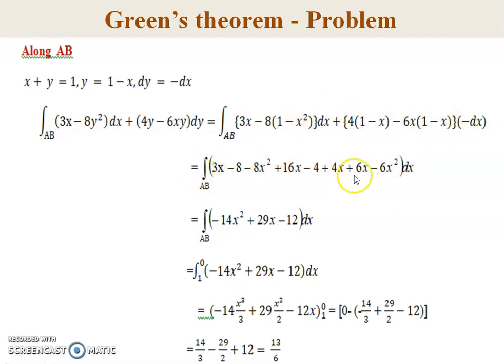Similarly, simplify the expression. Here we have 2 dx, take 1 dx as common. Simplify the expression. So we have one variable here, right?